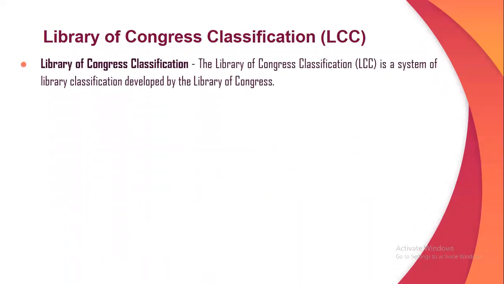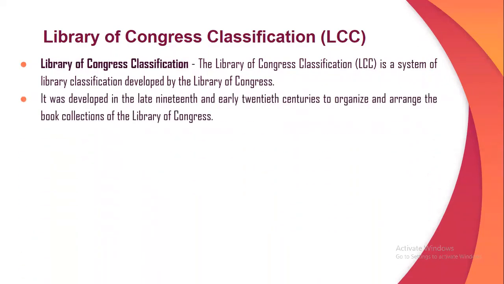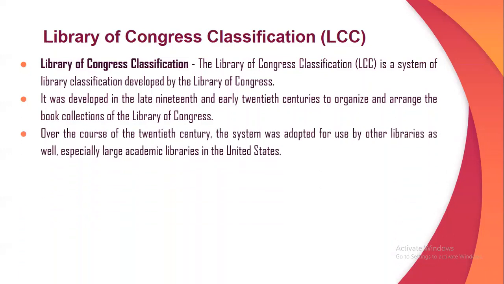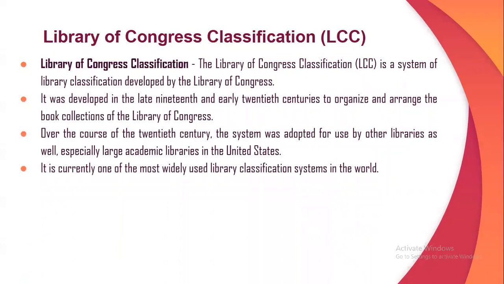The Library of Congress classification is a system of library classification developed by the Library of Congress. It was developed in the late 19th and the early 20th centuries to organize and arrange the book collections of the Library of Congress. Over the course of the 20th century, the system was adopted for use by other libraries as well, especially the large academic libraries in the United States. It is currently one of the most widely used library classification systems in the world.